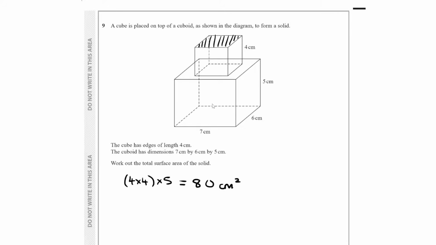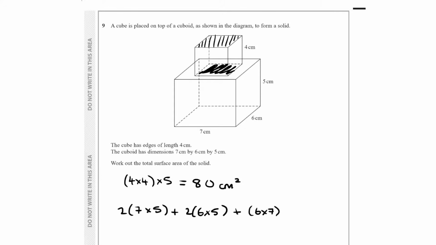Squared. Okay, now the bottom one, so that was the top one, right? The bottom one has a few more, because it's a cuboid, so we've got different dimensions. The front and the back would be 7 times 5. The front and the back, there's 2 of them. Add that to the left side and the right side, 6 times 5, there's 2 of those. Add that to the bottom, which is 6 times 7, and then this top bit is also 6 times 7.